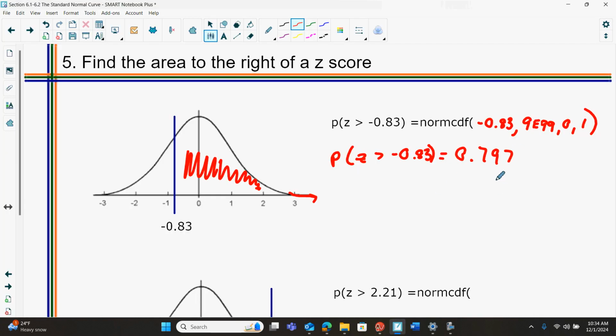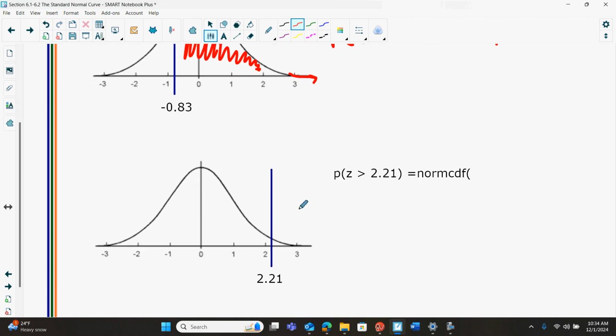0.797 or 79.7%. All right, and now to find a z-score of greater than 2.21, so we're finding this little area here. This would be the probability of a z-score being greater than 2.21 equals norm CDF. That is going to be 2.21 as our lower bound, and then 9E999, 0, 1.